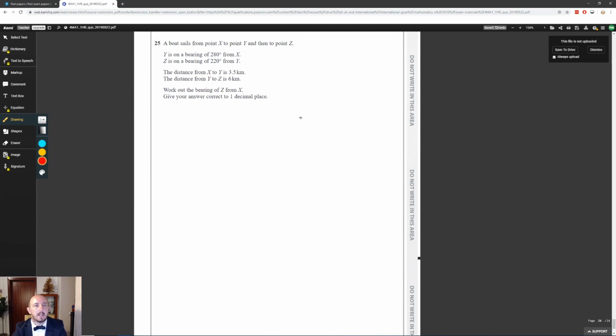Question 25 is a bearings question. So let's try and make this into a picture that we can decipher. We've got point X to point Y and then to point Z. So we'll start off with X. Let's just do a rough sketch for now. We're going on the bearing of 280 to get to Y. So a bearing of 280, remember we take it from the north line. 280 is about west, but a bit more. So we're going to go in this direction to Y. That's 280 degrees.